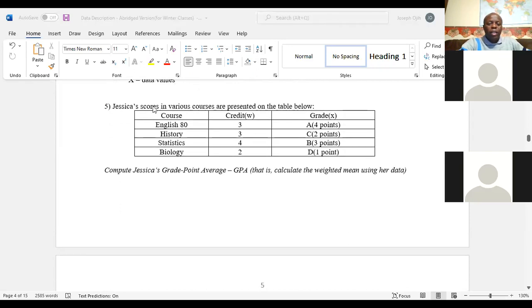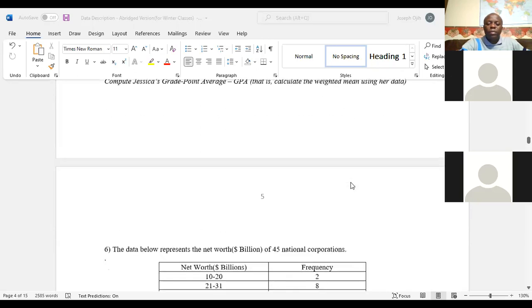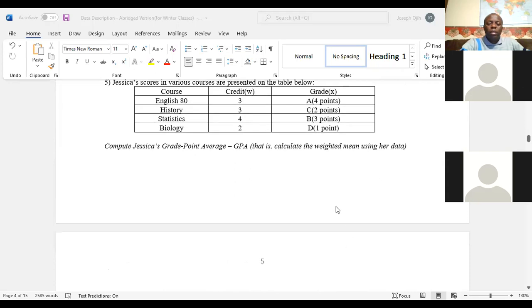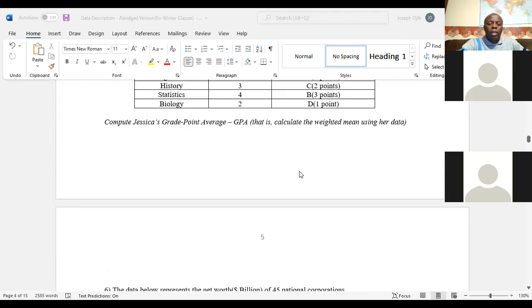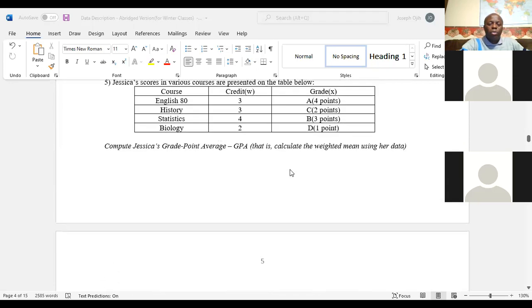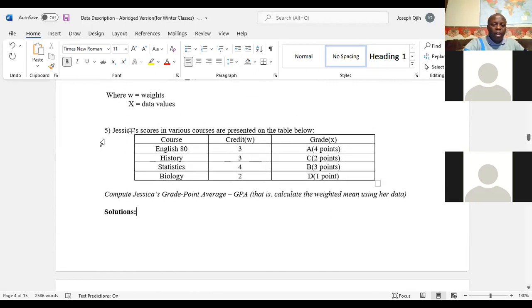Say Jessica's scores in various courses are presented below. Compute Jessica's grade point average. That is, calculate the weighted mean using her data. So what we need to do now is to get a table of values for Jessica. Let me put it here. Solution. Let me copy this and put it down there, then make some adjustments.